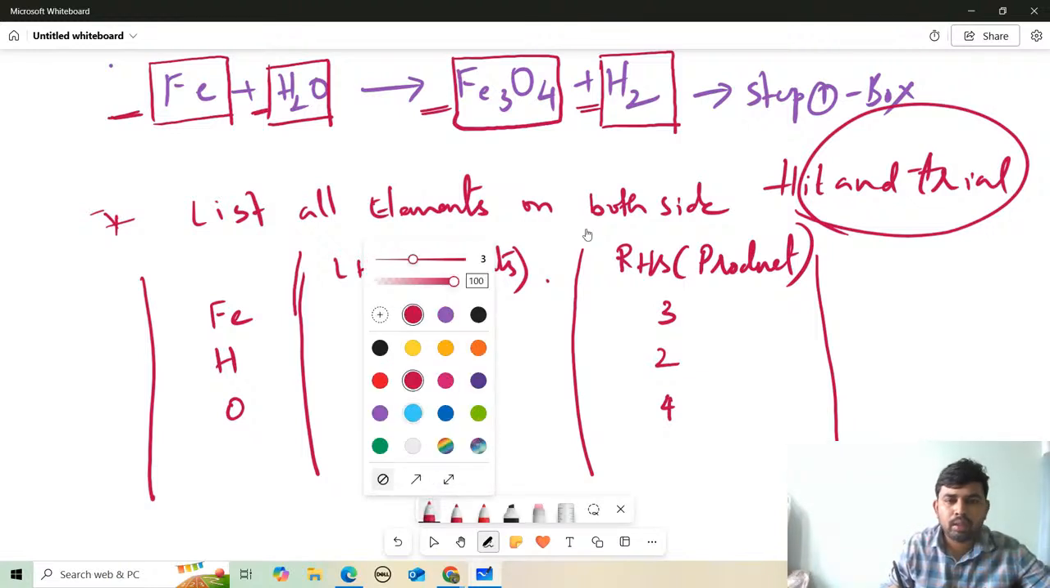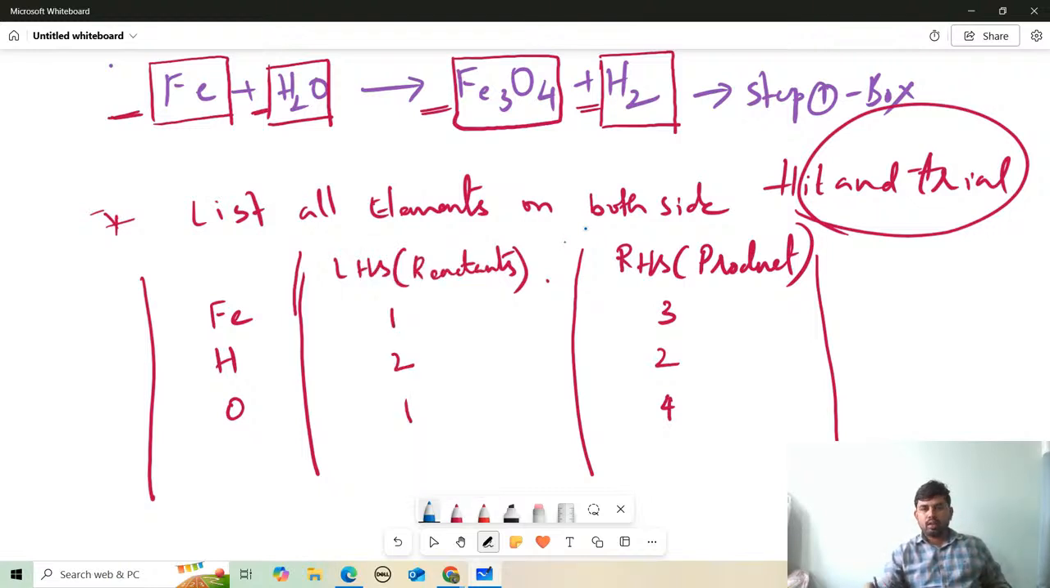There are certain methods, like the frequency number method and the redox, oxidation-reduction number methods. Those are not necessary as this is enough. Just what we did here: first step, we drew boxes around the reactants as well as the products, so that whatever is inside the boxes, we should not change or alter those numbers.